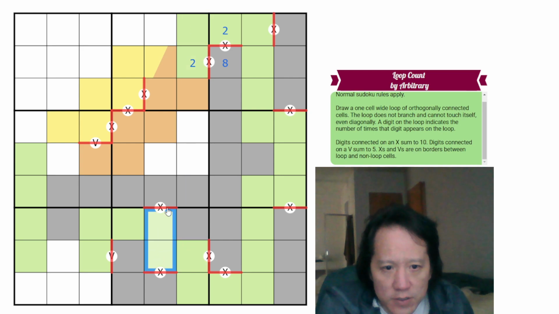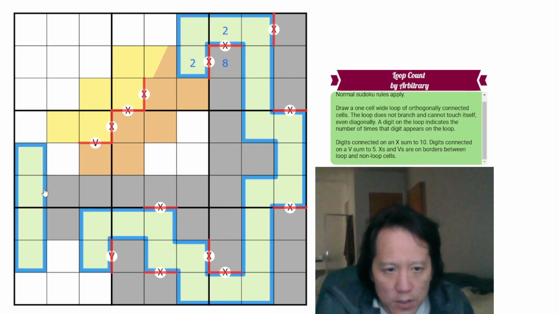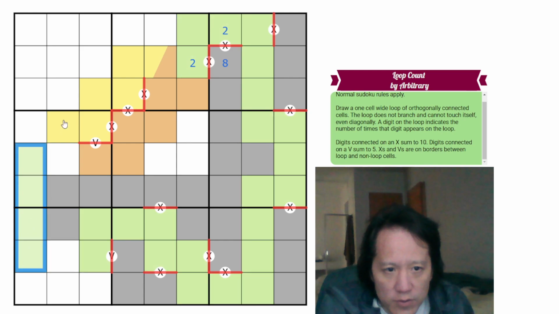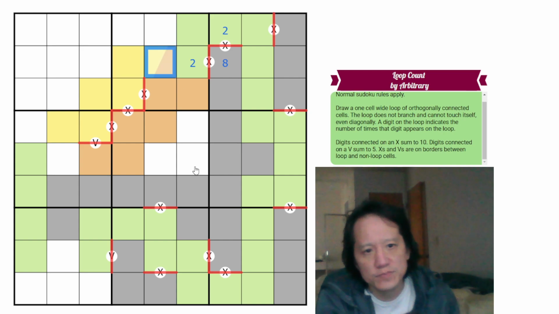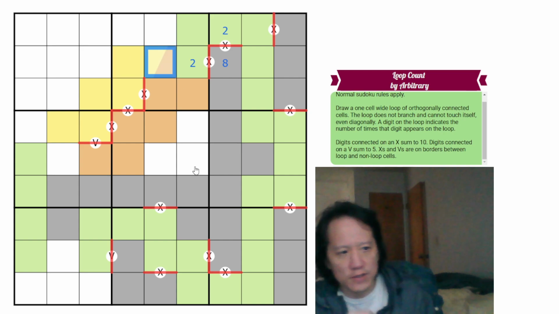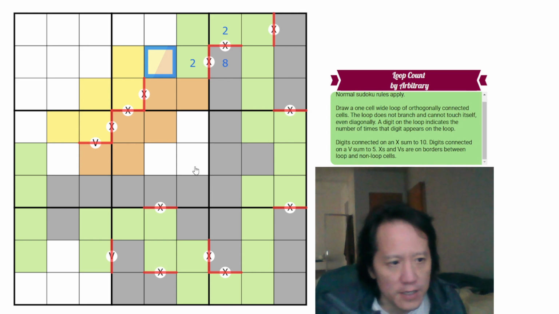This has to be... Let's just do these 5. So 17, 22, 23, 27, 28, 29, 30, 31, 32, 33, 34. So it has to be longer than that because we know we have at least 8.